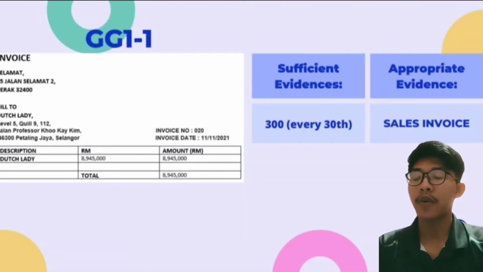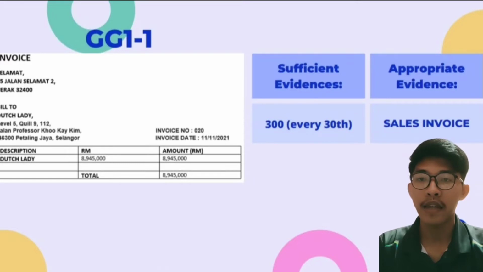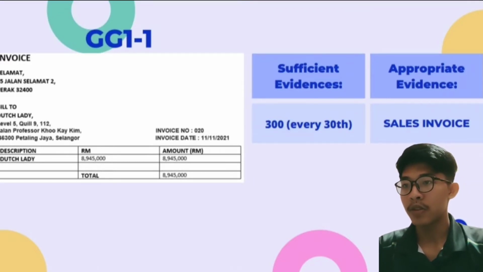Okay, next I will continue the presentation. As we can see, this is the evidence for GG11. The sufficient evidence is 300 every 30, and the appropriate evidence is sale invoice. The total for GG11 is RM 8,945,000.